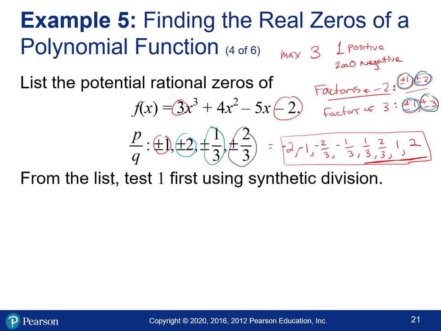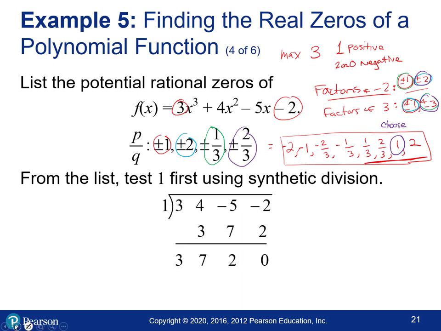Okay, so what you do is you test a number. You have this list of 8 possible numbers. Pick any number you want and you test it. So what we're going to do is pick the number 1 from this list. This is just a choice. You choose any number you want from the list. So we are going to choose 1, and we're going to use the method of synthetic division. And we're going to try to figure out if this is going to be a real zero.